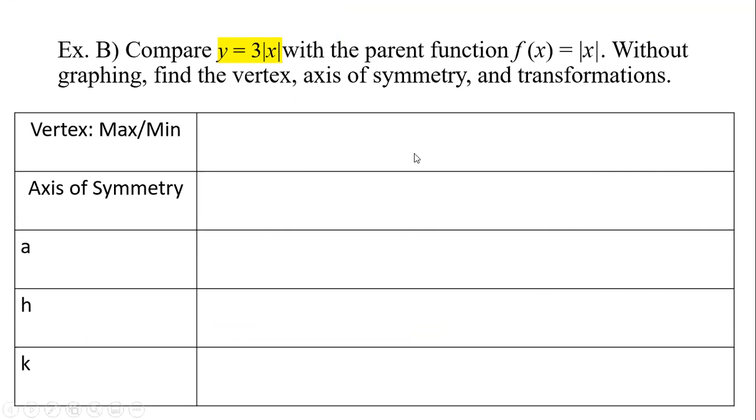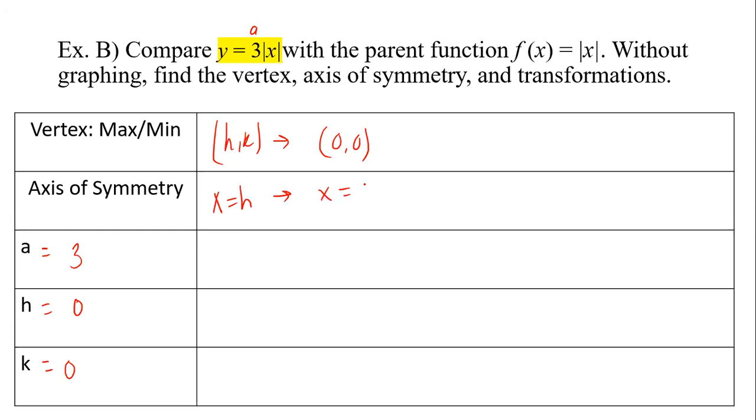So for this one, we're going to identify our A, our H, and our K. So for this one, our A is 3. Our H and K are both 0. So therefore, my vertex is going to be at H comma K, which puts me at 0, 0. My axis of symmetry, which is X equals H, is going to be X equals 0.